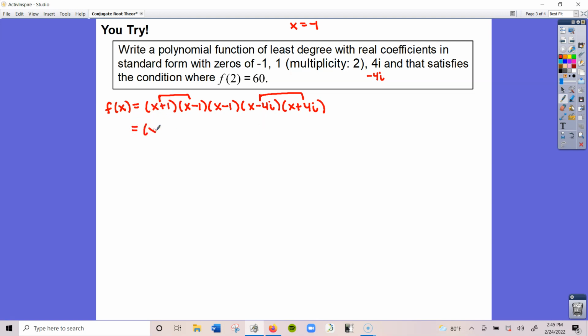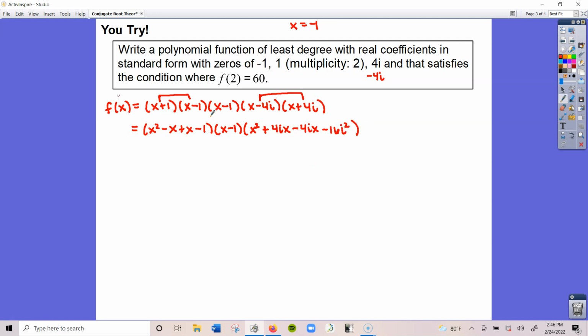X times x is x squared. X times negative 1 is negative x. 1 times x is plus x. And 1 times negative 1 is negative 1. I'm not working with this x minus 1 yet. Now over here with our conjugates, x times x is x squared. X times 4i is plus 4ix. Negative 4i times x is negative 4ix. And negative 4i times 4i is negative 16i squared.